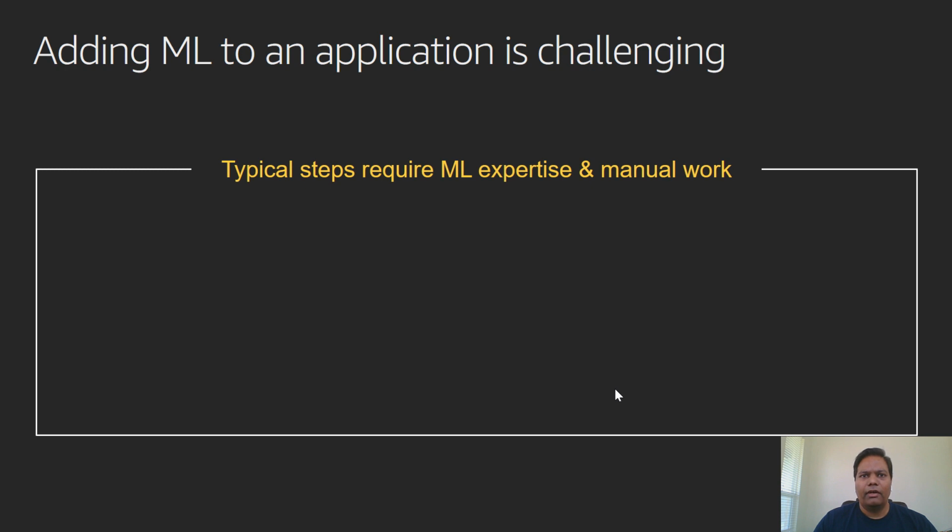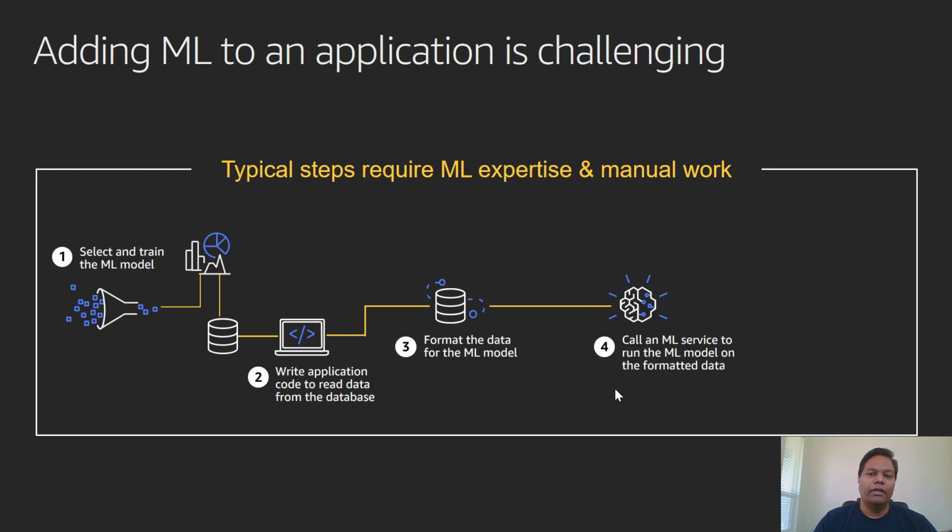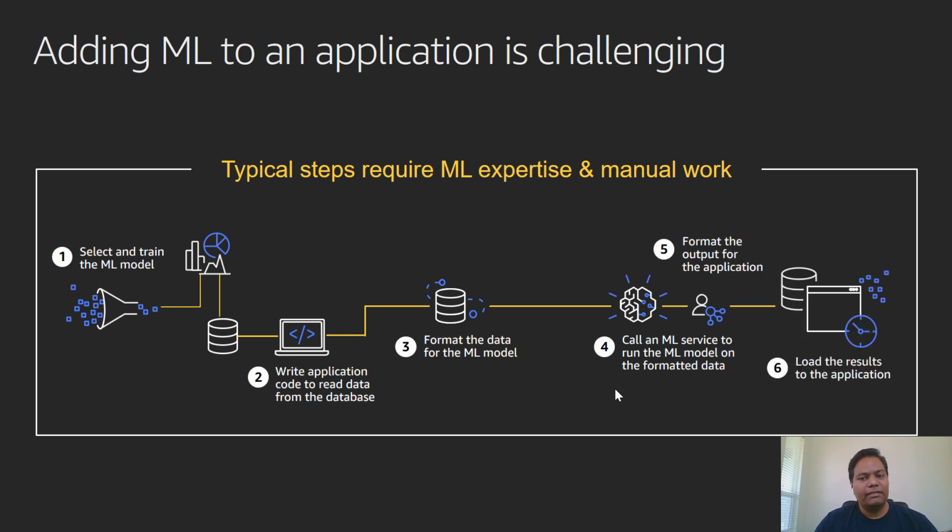So if you have tried to build a machine learning application to integrate with your relational database, typically it has a lot of manual steps, and it has about six steps. Step one is to select and train the machine learning model. Step two is to write the application code to read the data from the database. Step three is to format the data for the machine learning model. Step four is to call a machine learning service to run the machine learning model on the formatted data. Step five would be to format the output. And then finally, step six is to load the application with these newly derived insights. So that's quite a long process.